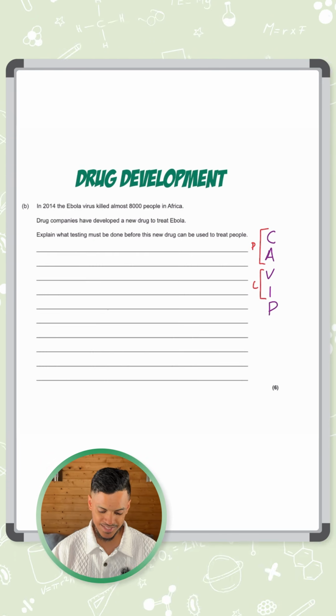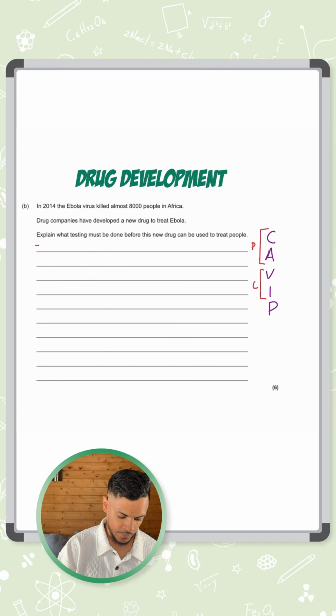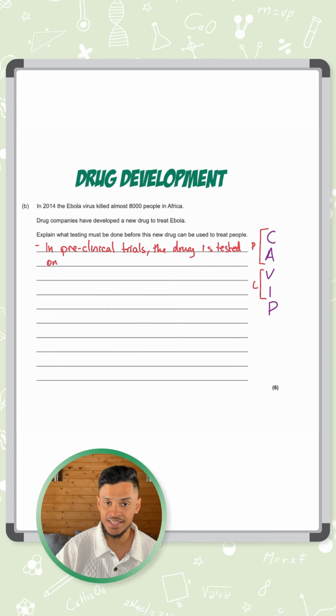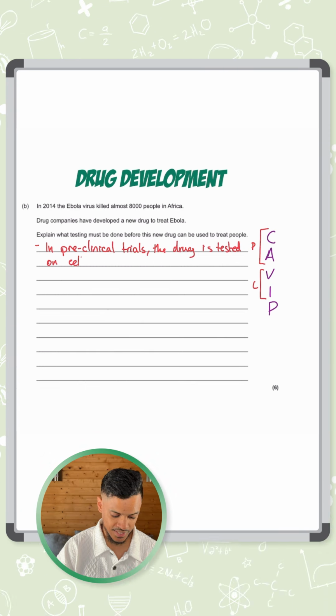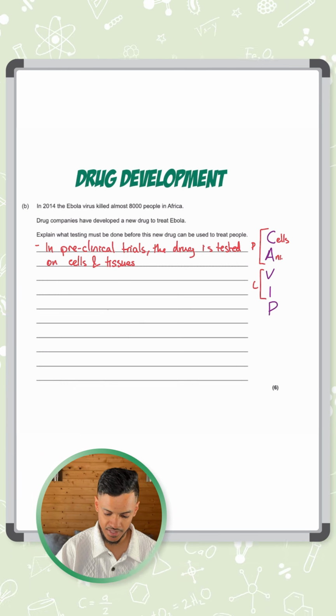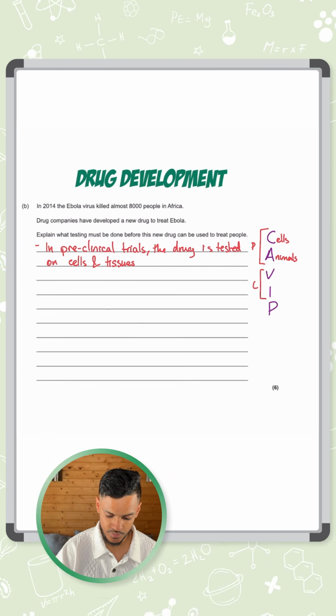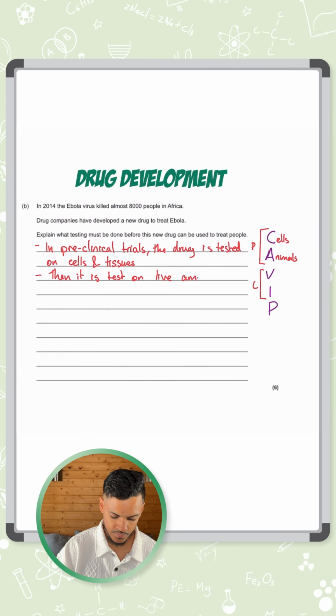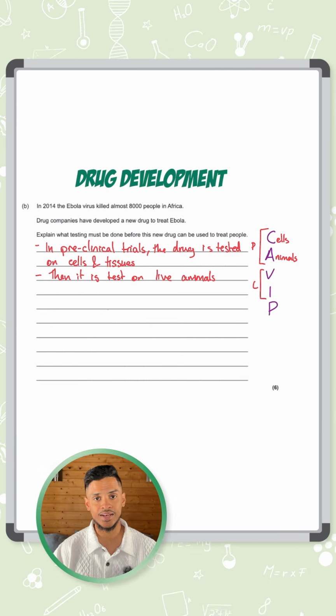So first stage you're going to talk about is in preclinical trials. The drug is tested on, so the C in CAVIP stands for cells and tissues. So that's the first one done. Then the second stage is on live animals. Then it is tested on live animals. That's the last stage of preclinical testing.